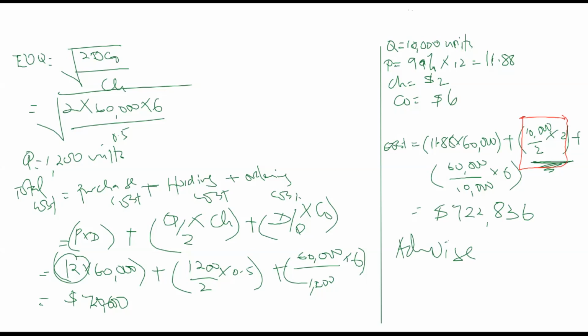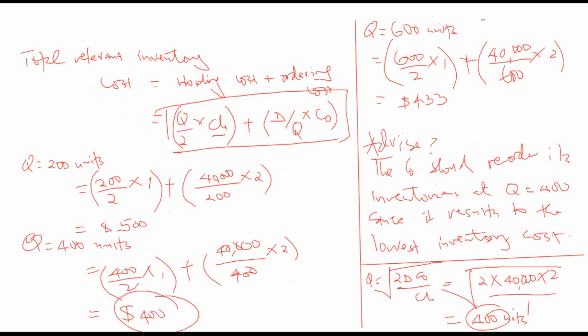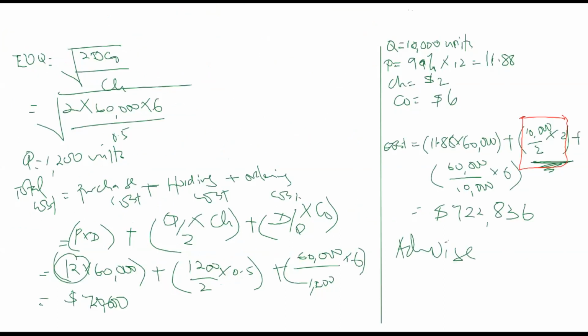But let me just repeat. Let me just draw the graph again. Once you make the order, you have your inventory at 10,000. You have just made an order at time zero today and received the amounts today. So your inventory goes to 10,000. Then you use the inventory at a constant rate, so it decreases constantly.